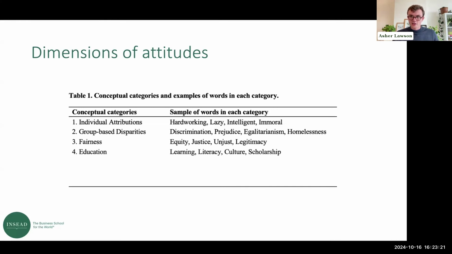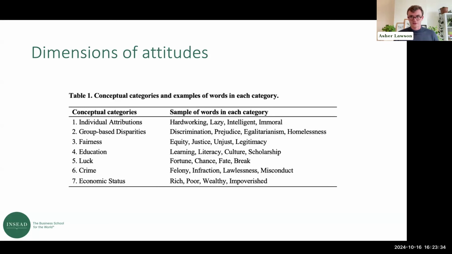We also looked at education. How does education relate to how inequality develops? As well as luck: is it just that some people are unlucky, and that explains a large amount of differences in terminal resources? As well as crime and economic status. Is it the case that inequality is really about the rich getting richer or poor people not having enough? These were the 7 buckets that we looked at.